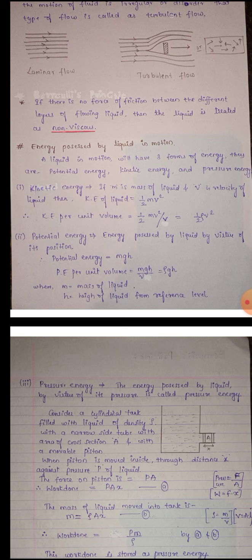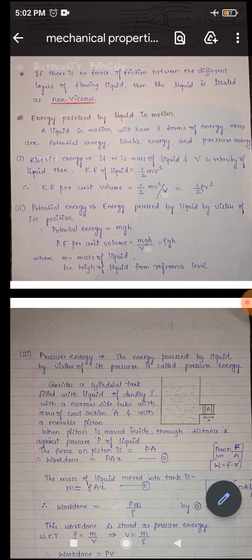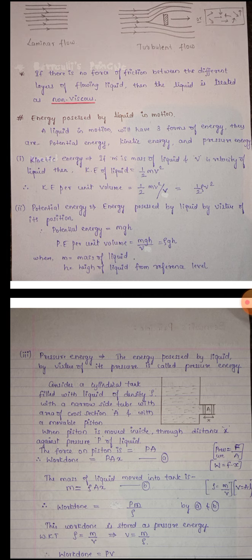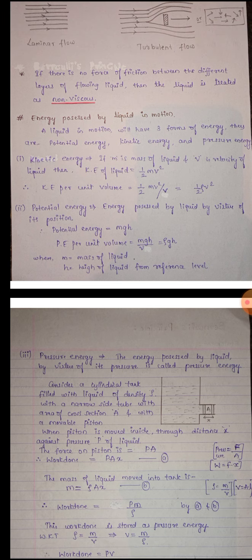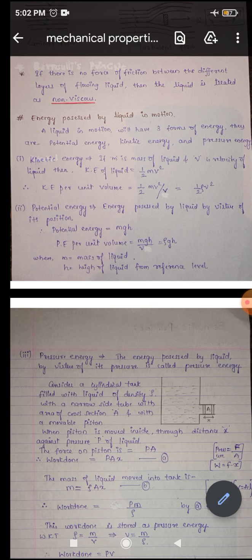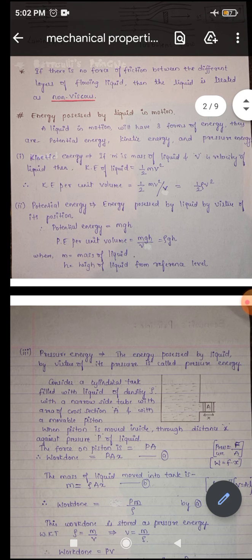If we want to calculate this kinetic energy of a liquid per unit volume, then we will have 1 by 2 m v square whole divided by the volume V. We know that mass divided by volume gives the density. So 1 by 2 m v square by volume V will be given as half rho v square, which is the kinetic energy per unit volume of a liquid.